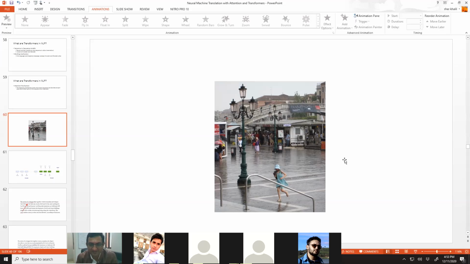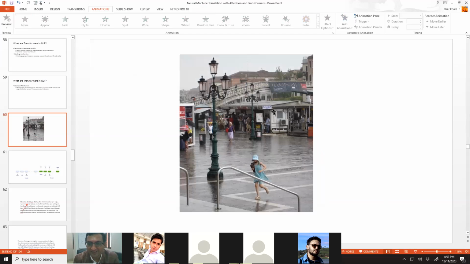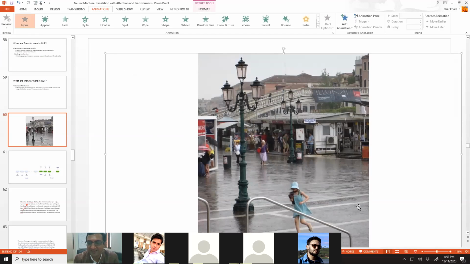The word ticket. Yes, sir. It is here. Sir, zoom the image. Sir, it's here. Where the tickets are, where the guy is standing. Tickets, in white letters. Right. Yeah.